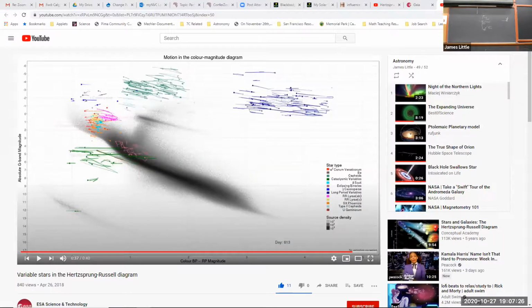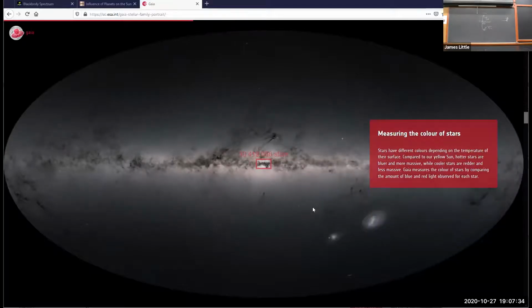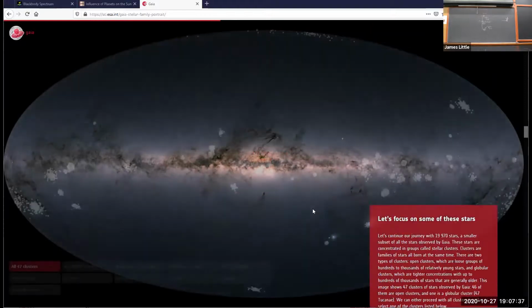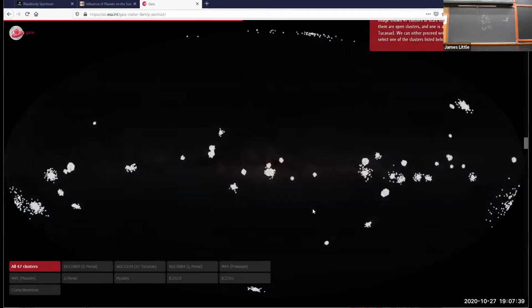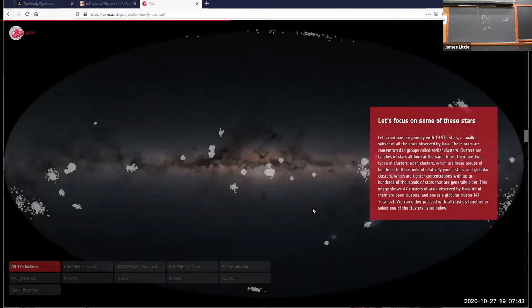Okay. It is working on Firefox. So I will go over to Firefox. So here are the stars that Gaia is looking at. And it is measuring the color and is looking at a bunch of different star clusters all around here.